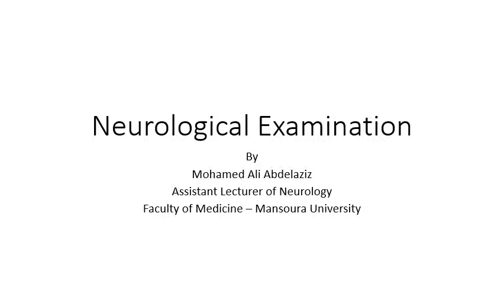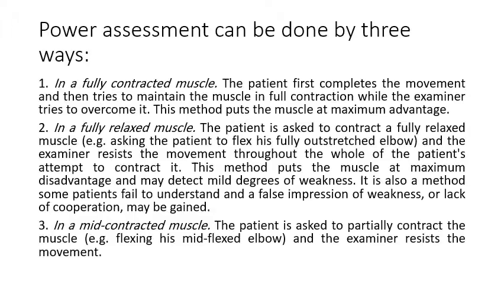In this lecture, we will address another part of the motor system examination, which is power assessment. There are three different ways to assess the power of the muscle. Number one, in a fully contracted muscle, the patient first completes the movement and then tries to maintain the muscle in full contraction while the examiner tries to overcome it. This method puts the muscle at maximum advantage.